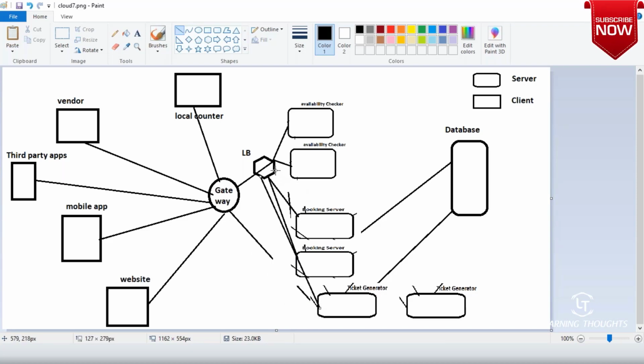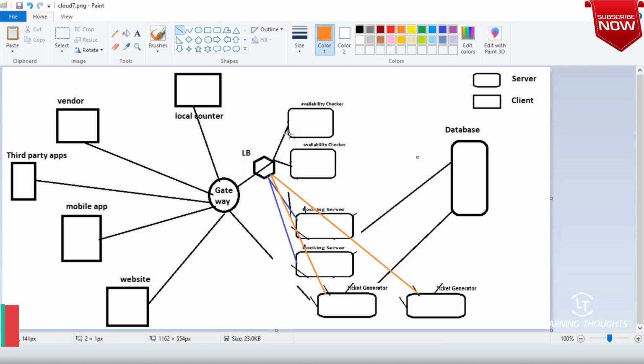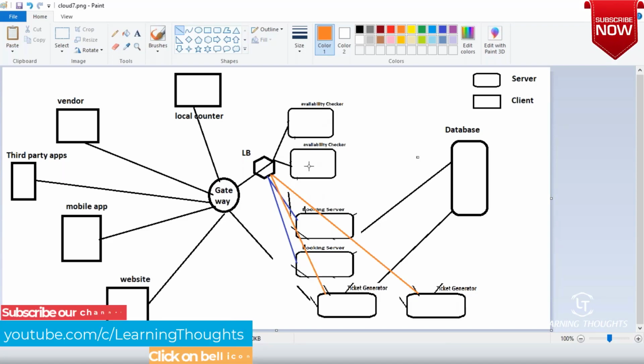This might look like a clumsy image, but I can do one thing. For booking servers, I'll use a blue color. For ticket generators, I'll be using orange, just to make it easier to understand. Now, basically, what have you done? To redirect the traffic, you need one more component now. That is a load balancer, because you don't have one server. You cannot rely on the IP address of that.